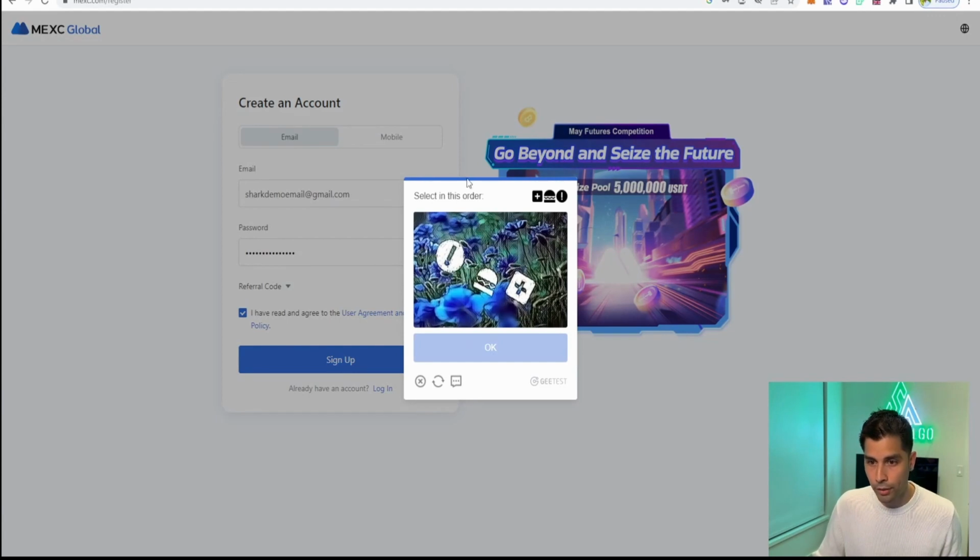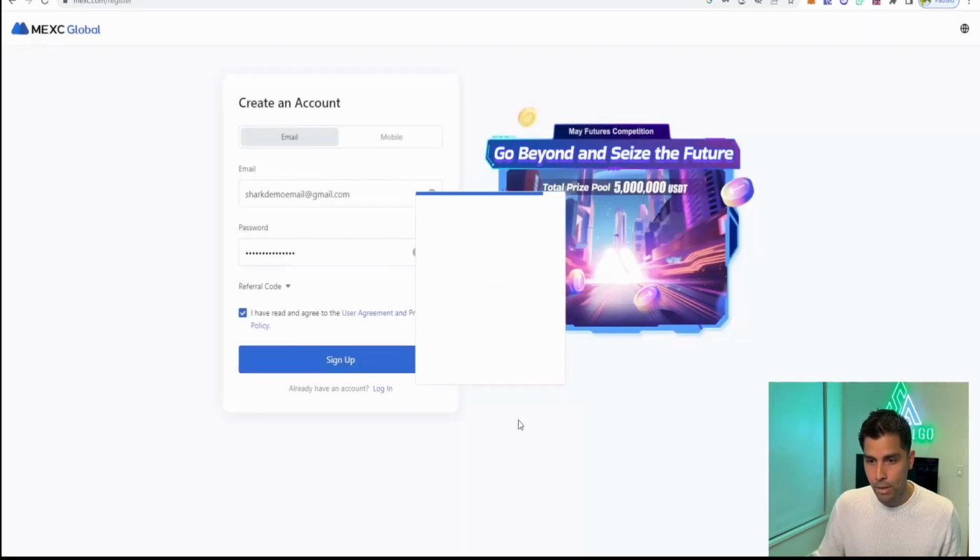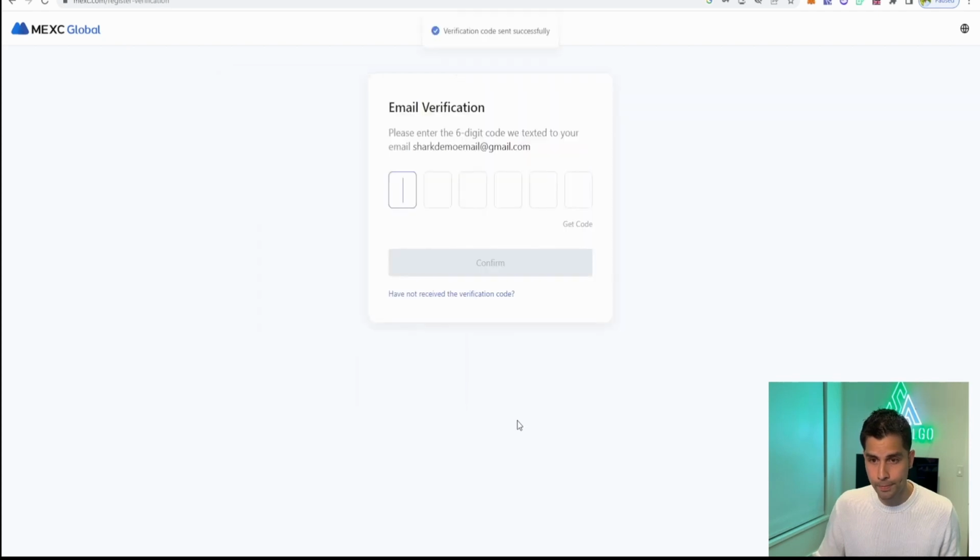You're going to have to fill out this little captcha. So we see we have to place this in the correct order. So plus this little burger thing and this thing, hit OK. Now my verification has succeeded. Now it's going to ask me to enter a 6-digit code that I got in my email.